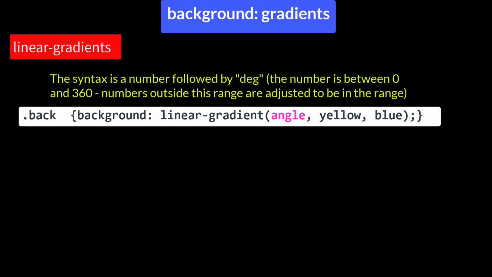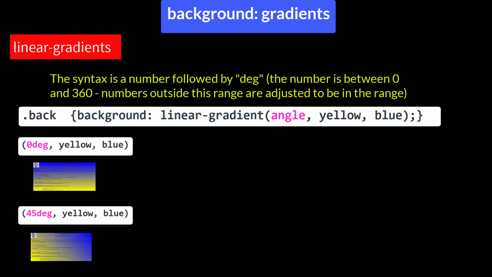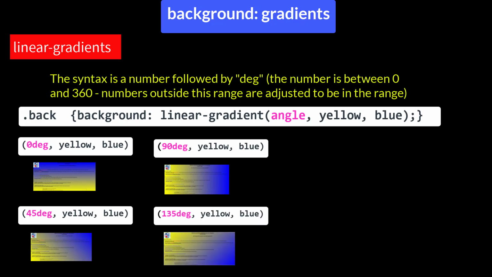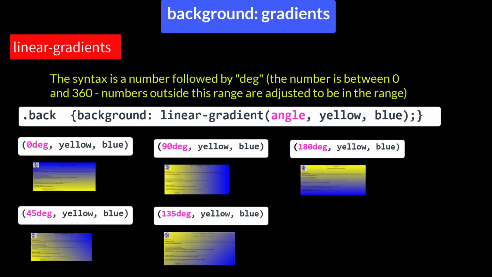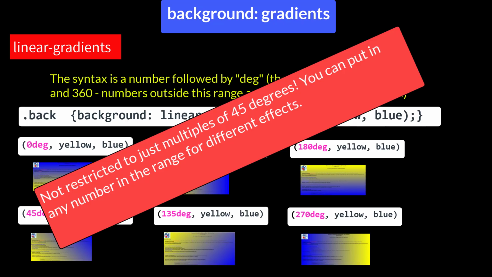If the angle is 0deg, it's the same as to top. If it's 45 degrees, it's the same as to right top. If it's 90 degrees, it's the same as to right. 135 degrees is the same as to bottom right. 180 degrees is the same as to bottom, and 270 degrees is the same as to left. But you don't need to just specify multiples of 45 degrees. You can put in any number in the range to affect different shadings.